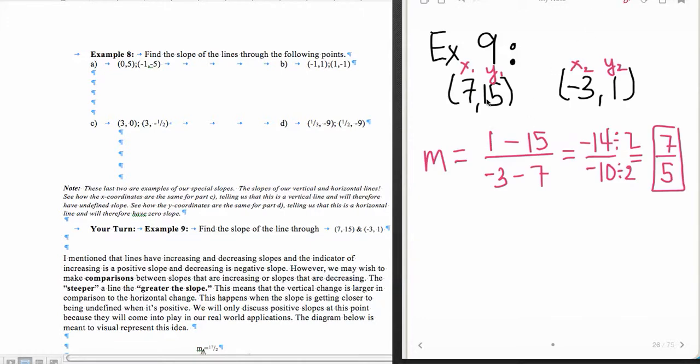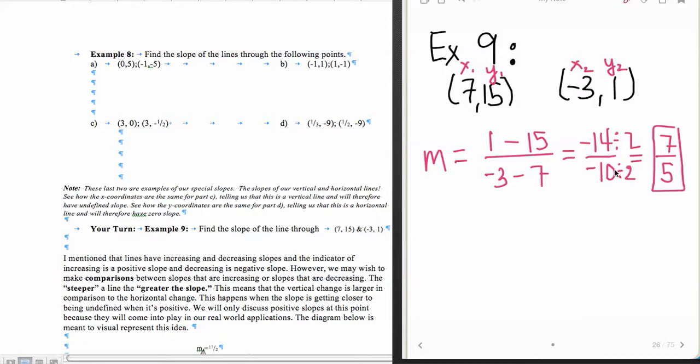Okay, hopefully you've gone ahead and you've worked this on your own. So I'm just going to briefly go through it. So you should have done 1 minus 15 over negative 3 minus 7, or vice versa. Remember, that's just going to change the signs, not the numbers. So I got a negative 14 over a negative 10. Now a negative over a negative is the same as a positive.